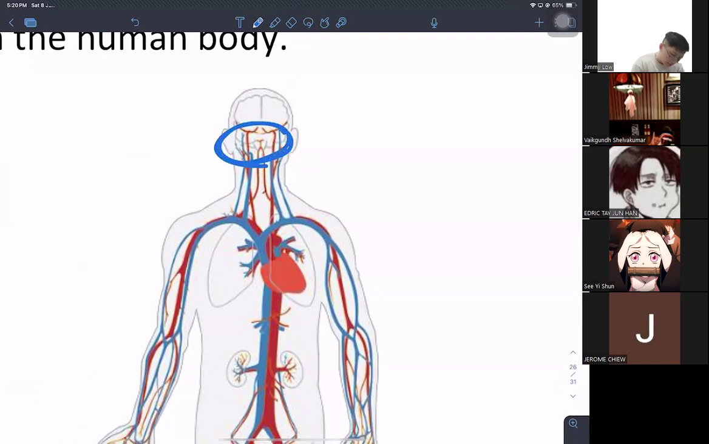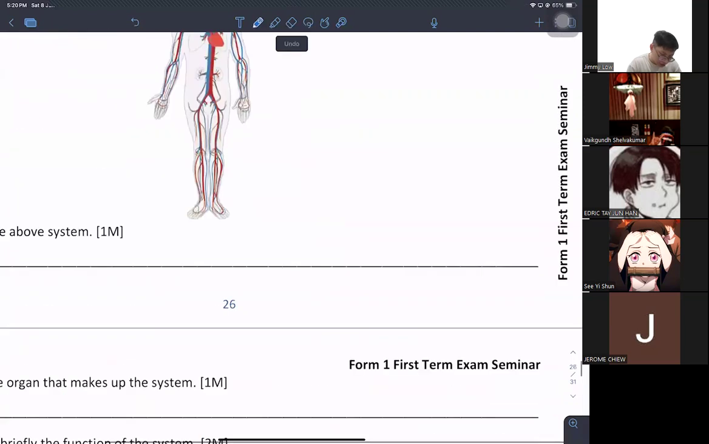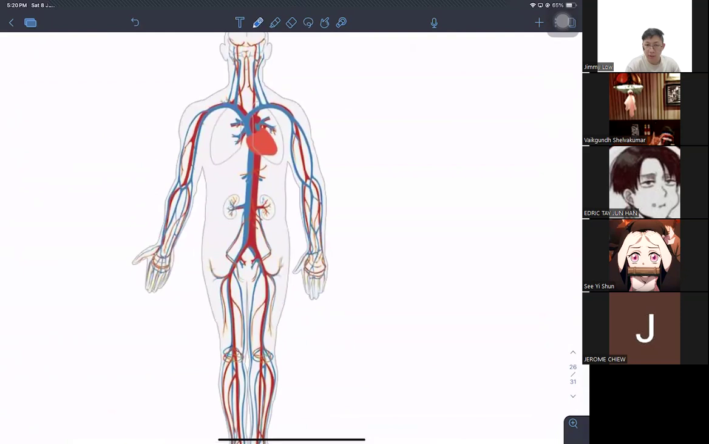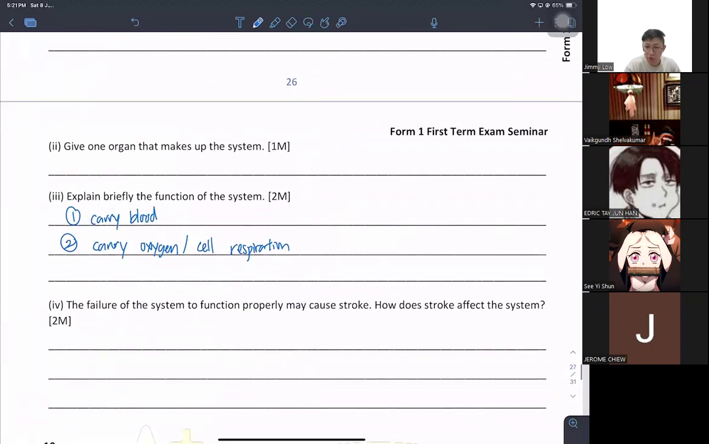You can see we have blood supplying to the brain. So how does stroke affect the system? Stroke means your nervous system got affected. Then it will affect your body's blood circulatory system, because the nervous system is no longer functioning well already. So this is how stroke is going to affect your system.